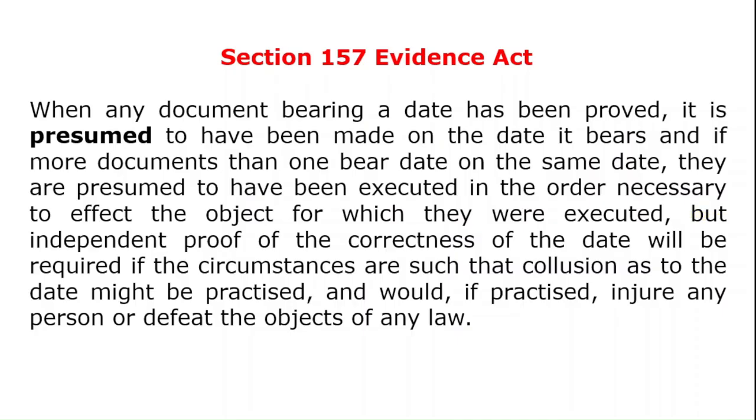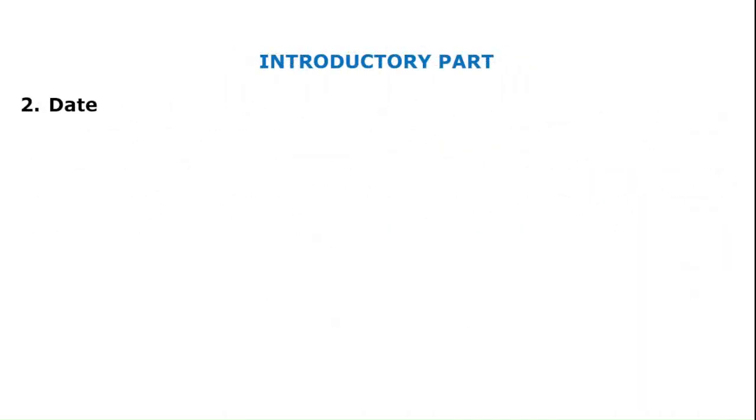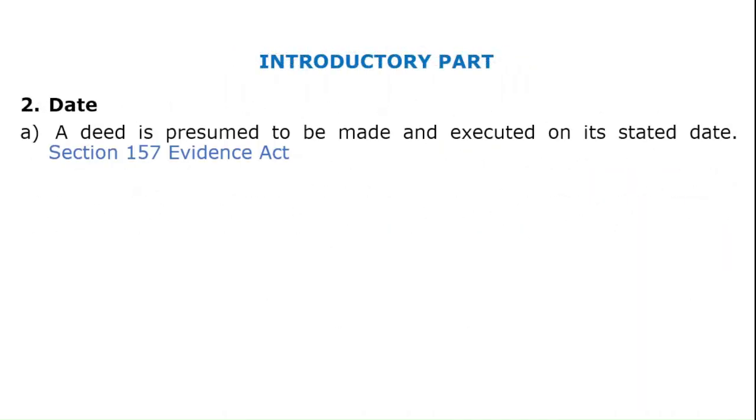Now, what is the implication of section 157 of the Evidence Act in relation to the date clause in a deed? The first thing to note is that a deed is presumed to be made and executed on its stated date. That is the date on a deed. The law under that section 157 creates a presumption saying that if on a document we have said this deed of assignment is made this 1st of January 2020, the court presumes that that was the day the document was executed, that was the day interest passed, that was when everything was finalized. But don't forget, it's a presumption.